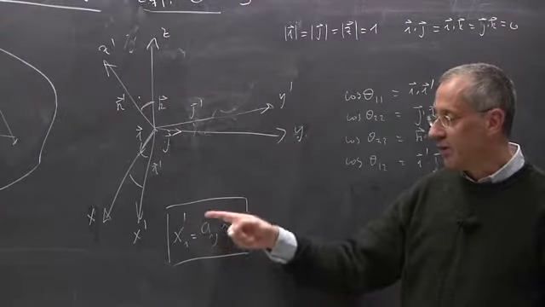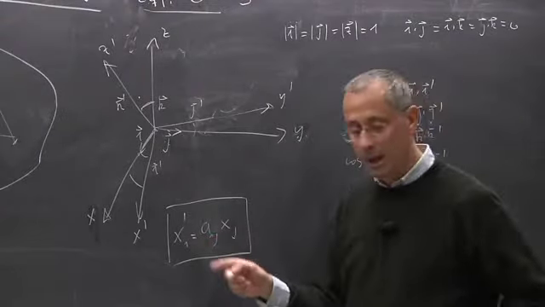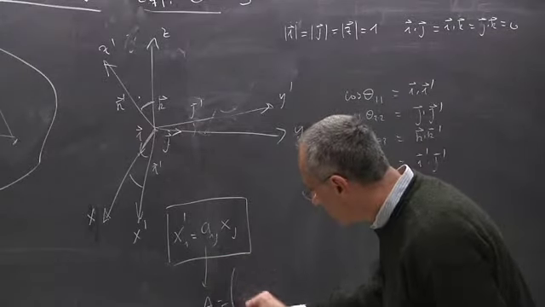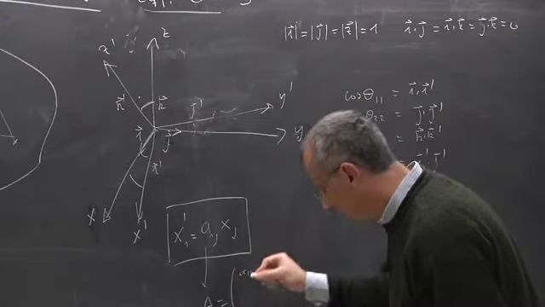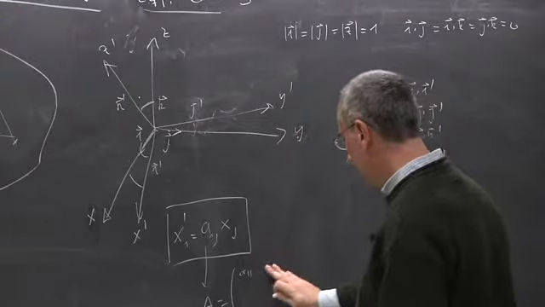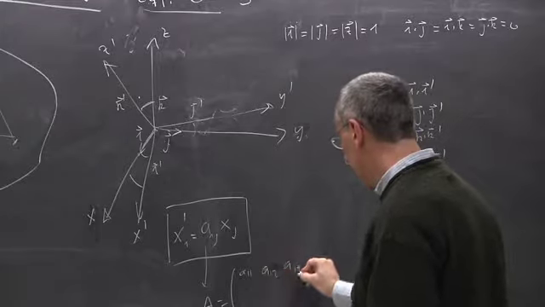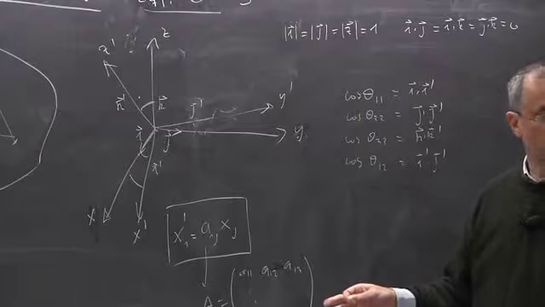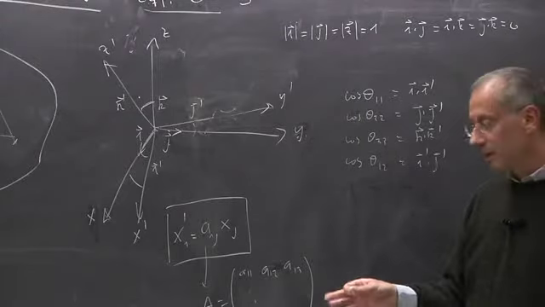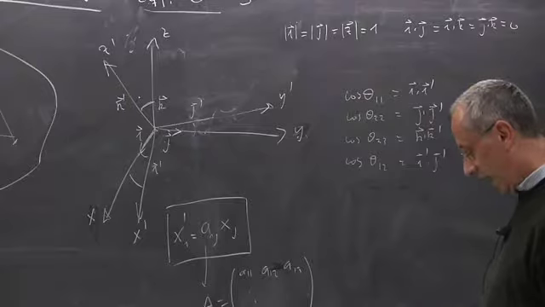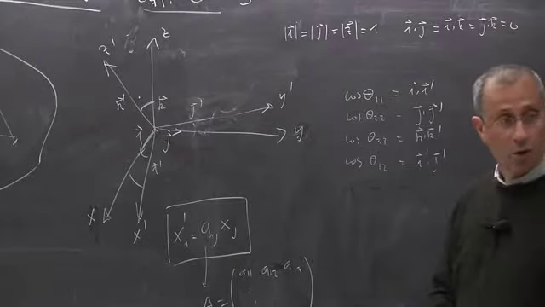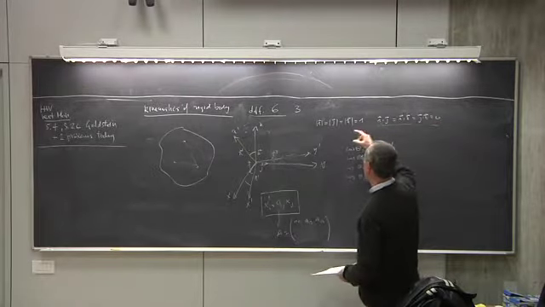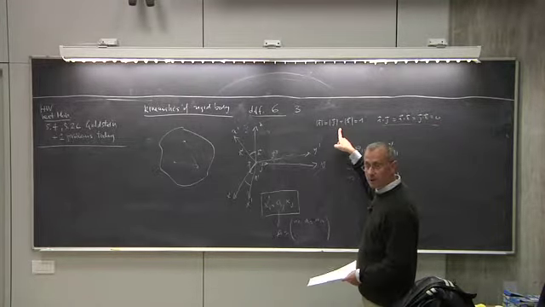Where these are matrices, these are the elements of a matrix, 1,1, 1,2, 1,3, and so on and so forth. But it's not an arbitrary matrix, as you know. It's a special matrix that has the important property of being orthogonal. That has to do with this. And also, the determinant should be 1.